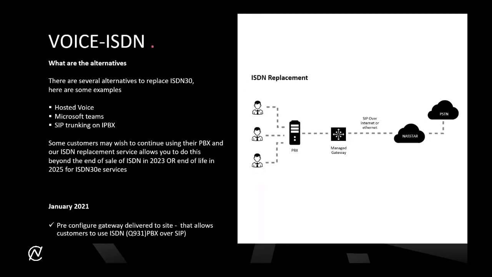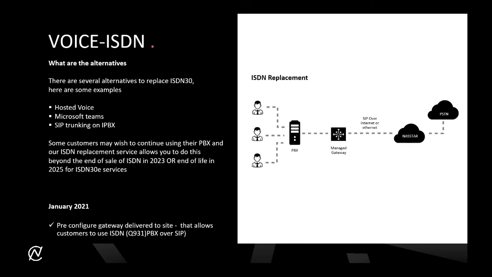The other item as part of WLR retirement is the retirement of ISDN 30. There are a number of options to address ISDN 30 that customers could consider: hosted voice, SIP direct to their IP-PBX, Microsoft Teams are some examples. However, some customers out there, especially under the current climate, are not ready to make a long-term investment decision, and they may wish to continue using their PBX.